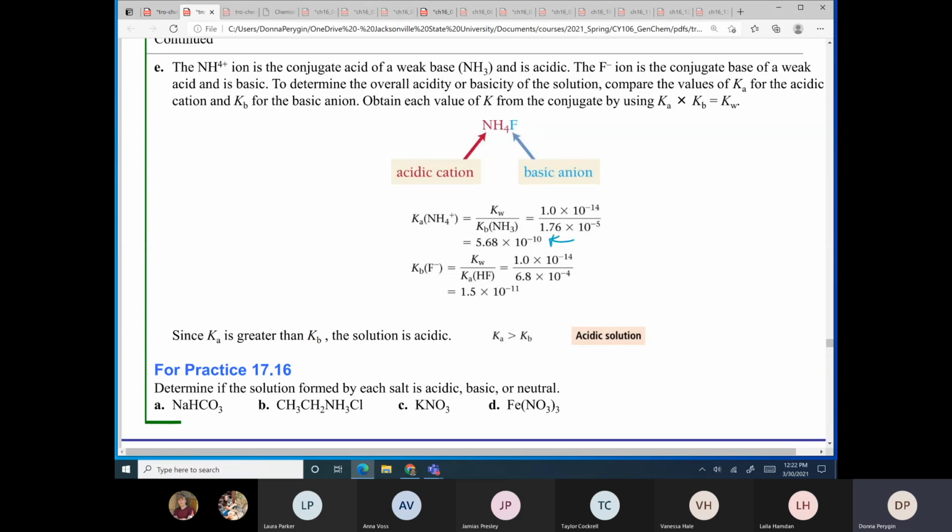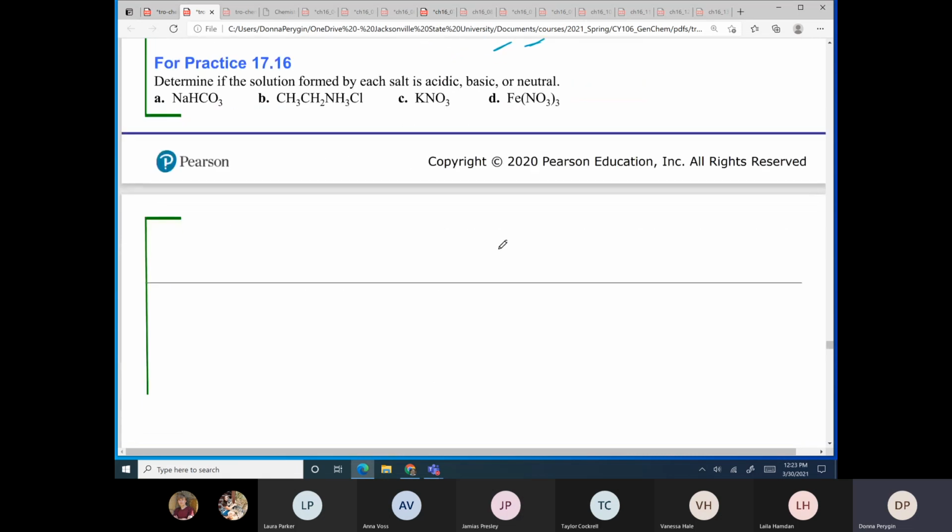Okay, Kb for fluoride, we don't have the Kb, we have the Ka for HF. So you have to solve for Kb, and you get 1.5 times 10 to the minus 11. You see that the Ka for ammonium is greater than the Kb for fluoride, so the acid is going to trump the base in this case, so we get an acidic solution.